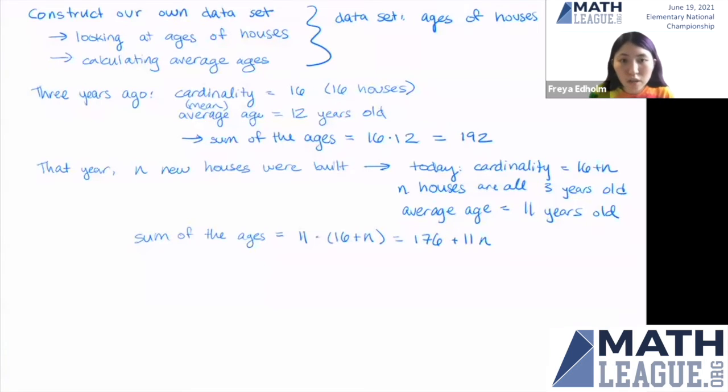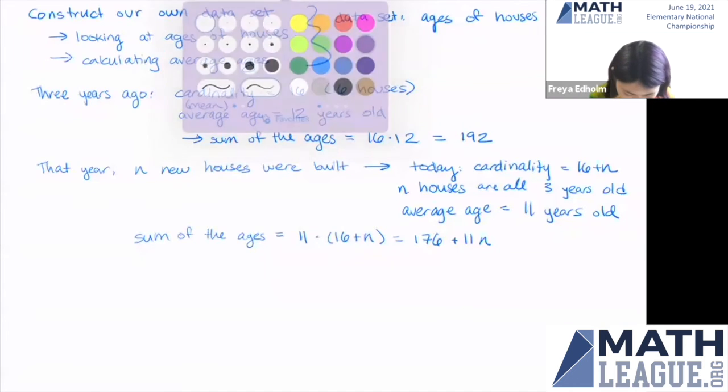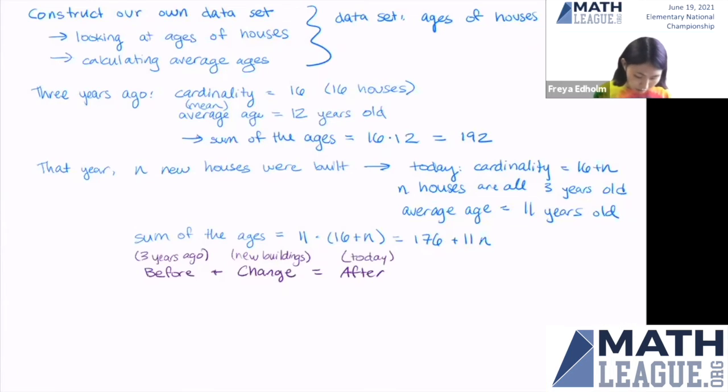So now remember that each of these n houses is 3 years old. So we can go through and equate what has changed. Let's use a different color. So basically you have before plus change is after. That's a useful relation to know later on in math. Believe me. So before was 3 years ago, change is the new buildings, and after is today. The sum of the ages should be conserved. There won't be any other changes. So this is going to be based on the sum of ages.